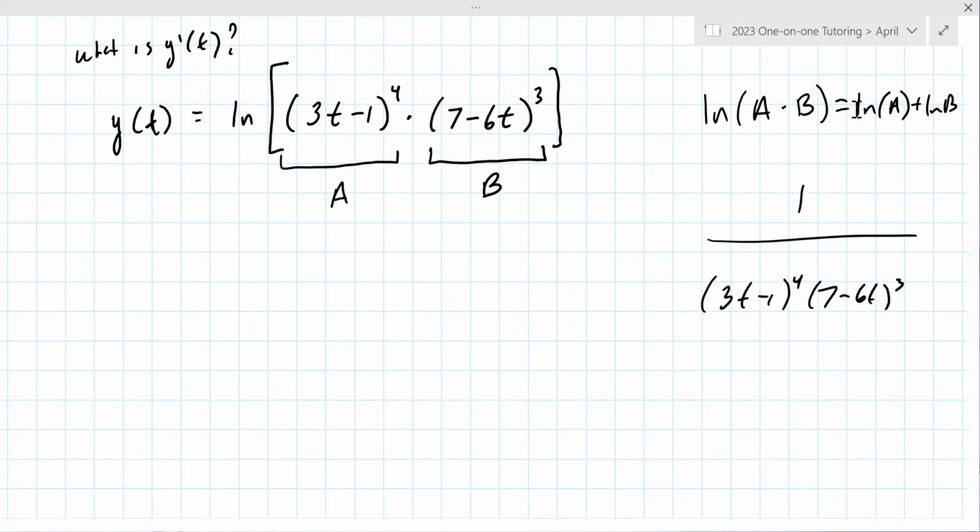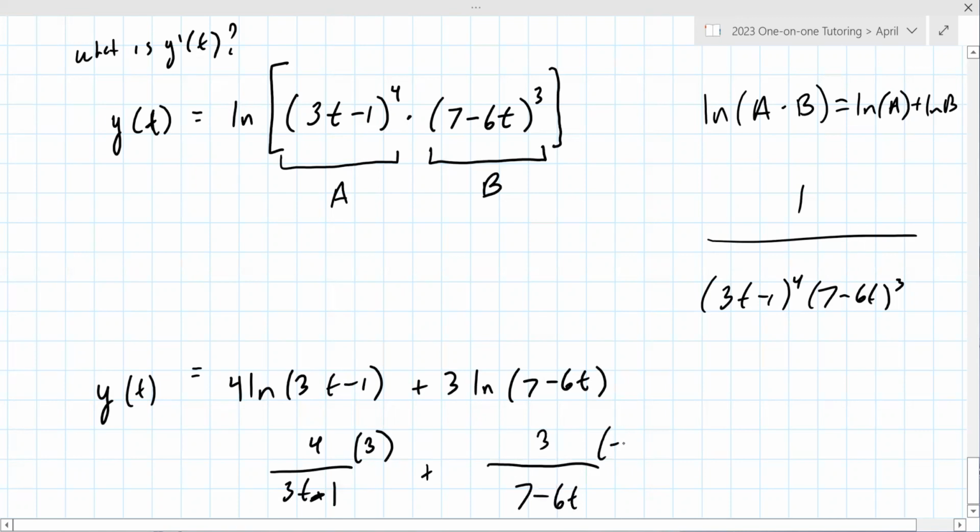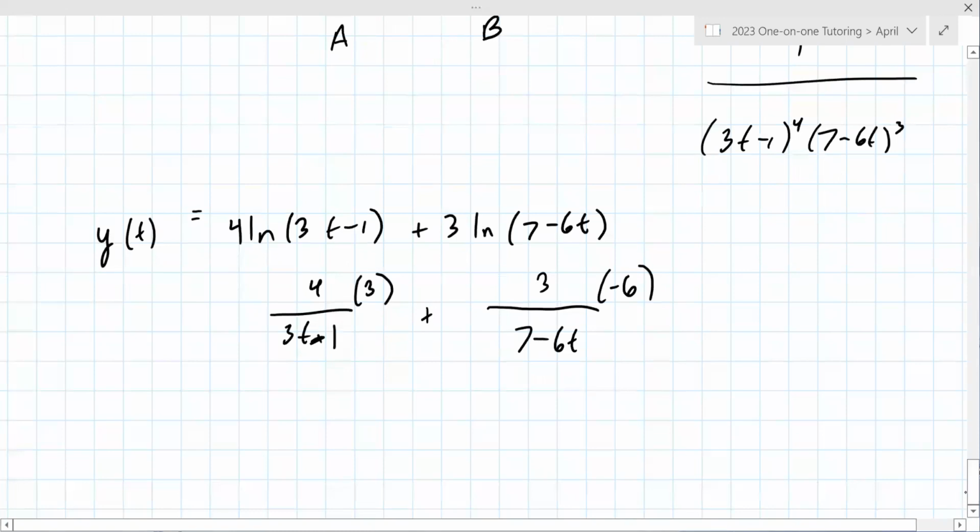Okay, can I just tell you where I am and you tell me if I'm correct? Yeah, of course. Okay, so I did the ln 3t minus 1 plus ln 7 minus 6t cubed. Good. And then I brought out the exponent, so it'd be 4 ln 3t minus 1 plus 3 ln 7 minus 6t. Yes, perfect. And that's what you're supposed to do. Now you can take the derivative. It'd be 4 times 3 over 3t minus 1, and then it'd be times 3, right? Yep. And then plus 3 over 7 minus 6t times negative 6. Good. And then simplifying. Yes.